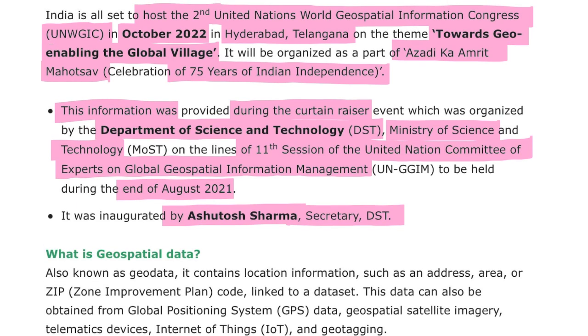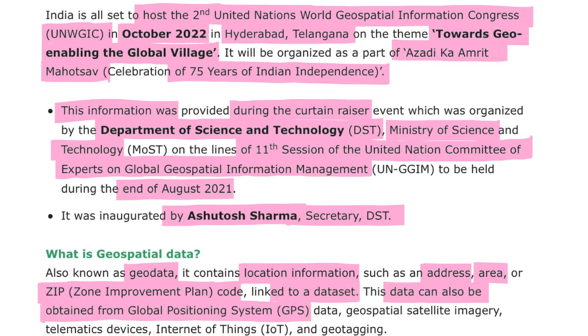What is geospatial data? Also known as geodata. It contains location information such as addresses, area or ZIP, that is your zone improvement plan code, linked to a data set. This data can also be obtained from global positioning system, that is your GPS data, geospatial satellite imagery, telematics devices, and IoT, that is your Internet of Things, and geotagging.